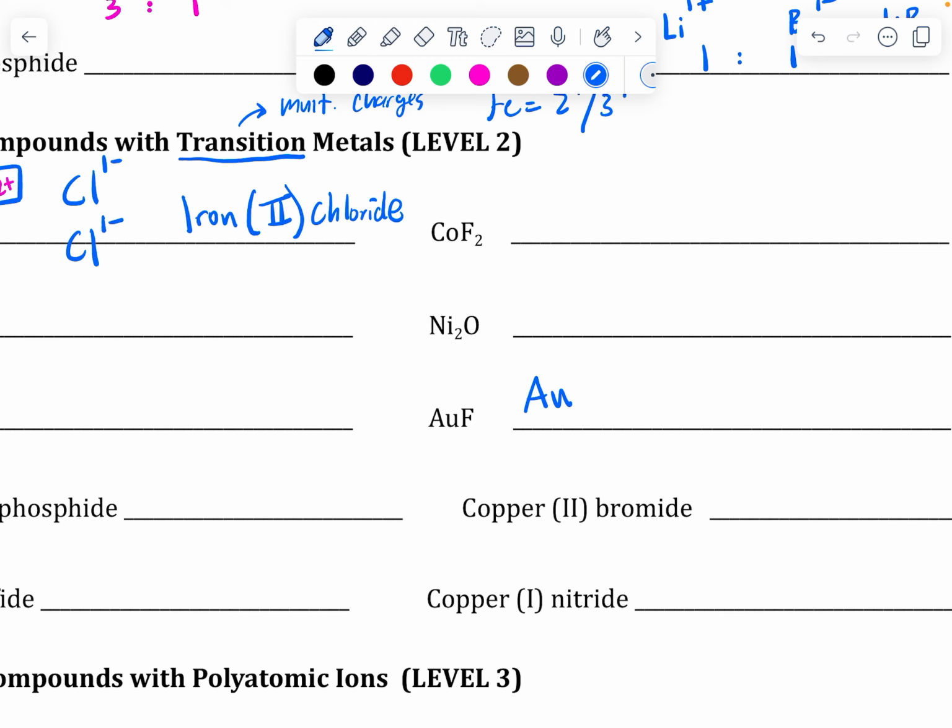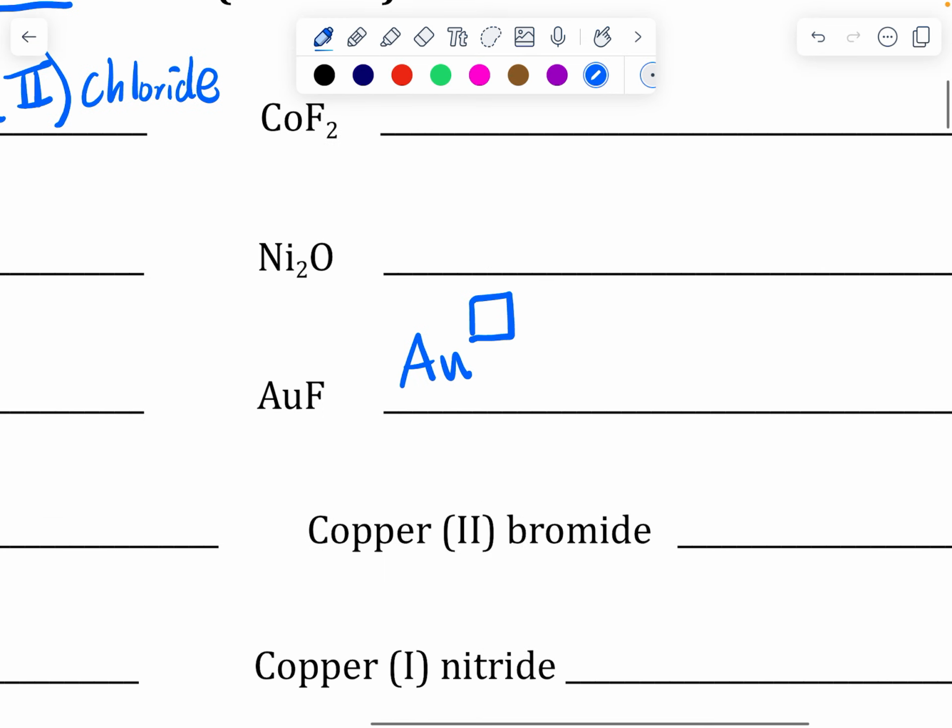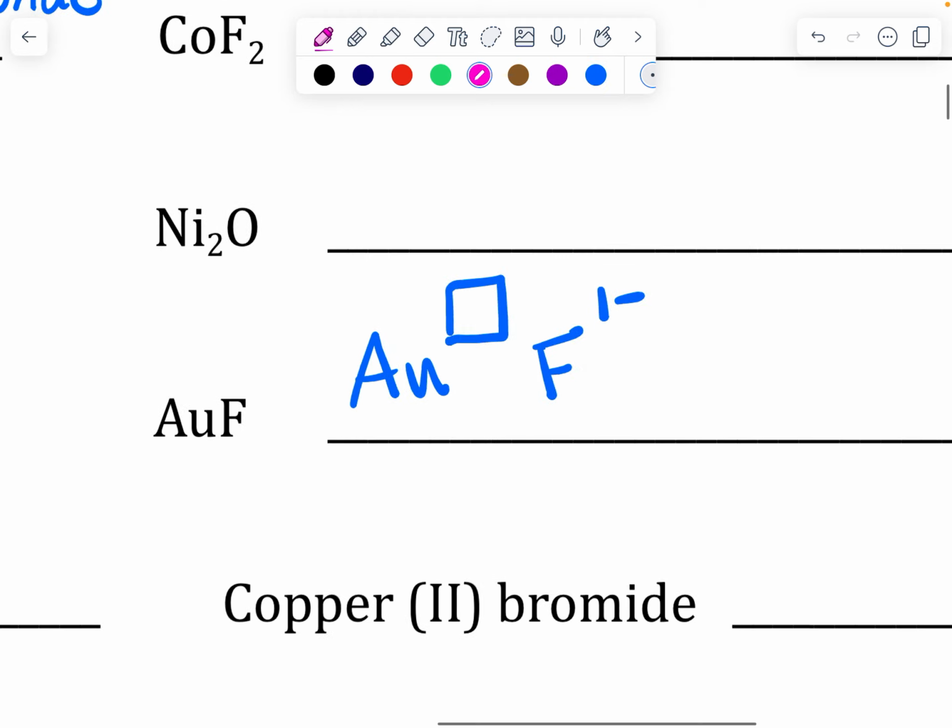It's a common name. It's got multiple charges. Gold could either be 1 plus or 3 plus. Therefore, I don't know what this is, right? So let's go ahead and draw an empty box. We're going to determine that very soon. We're going to draw F. What's the charge on F? That I know, it's 1 minus. That was pretty simple, right? This box would absolutely have to be a 1 plus so that the charges are canceled out.